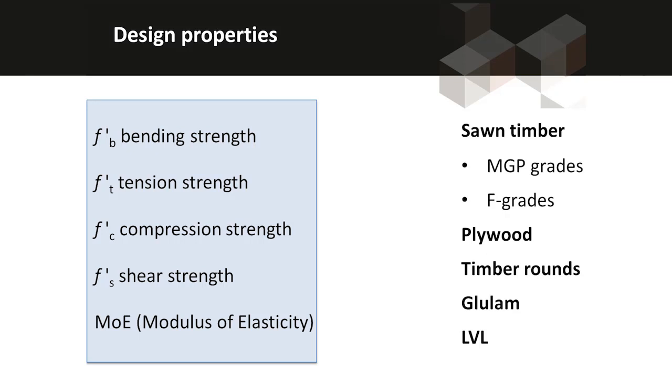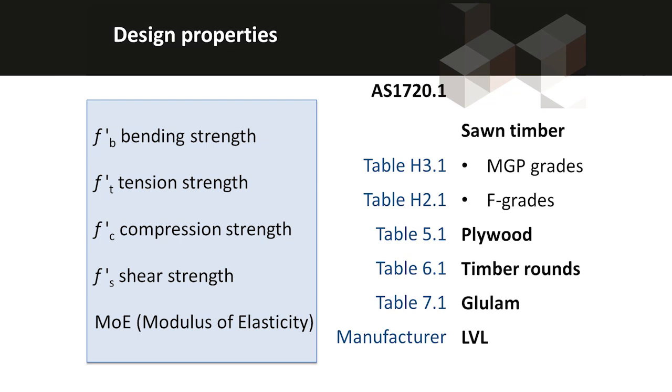Finally, the design properties: the bending strength, the tension strength, the compression strength. These are the essential elements in determining the capacity of bending, tension and compression members. We find them in Appendix H of AS1720.1 for sawn timber. So for sawn timber, MGP grades, they're in Table H3.1. For the F grades, they're in Table H2.1.